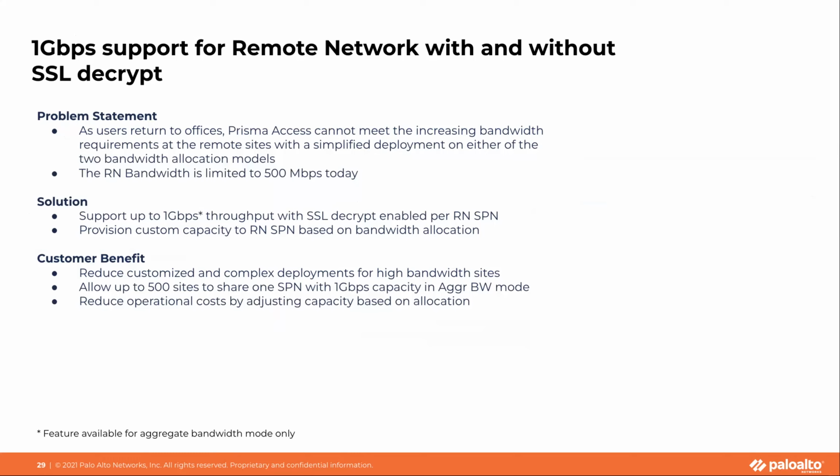The next one that I want to talk about, so easy activation is available to all customers, and so is 1 Gbps support. What we are doing with 1 Gbps support is we are seeing a lot of customers return to office. And with that, there is an increased bandwidth requirement for remote sites. As part of that, we are increasing the support for the remote networks to 1 Gbps with full SSL decryption. The current limit is 500 Mbps. So with this, you will have the capability to support this feature.